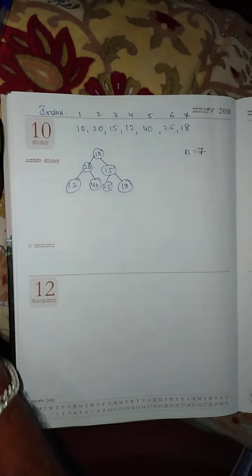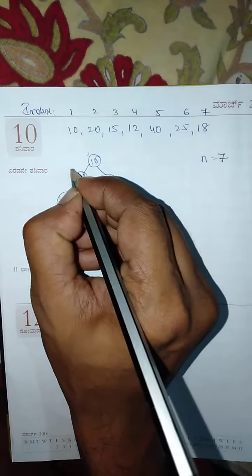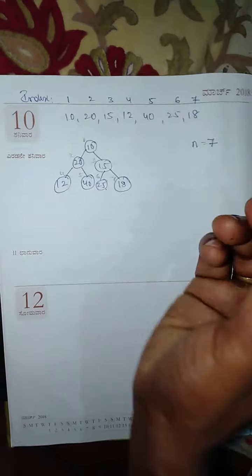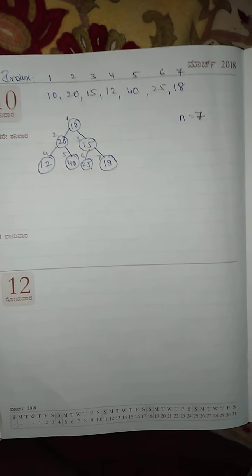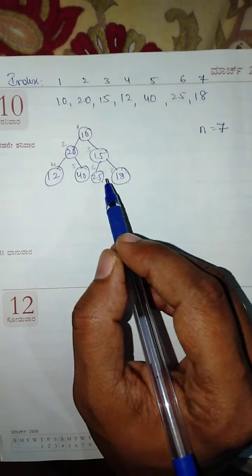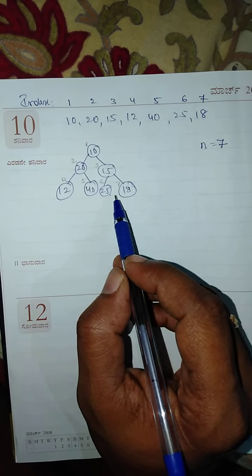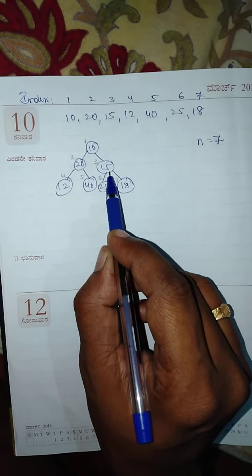Okay. So, just for the sake of understanding, I just write the indices of these elements here. Okay. Indices of these elements. Done. Okay. Now, from where did we start the algorithm? We started building the heap starting from this node, isn't it?